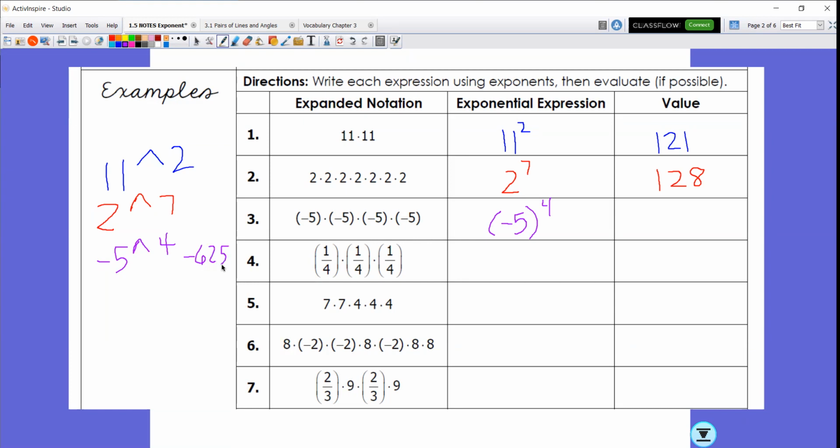Now, if I put it in my calculator with parentheses, negative 5 raised to the 4th power, that gives me a positive 625, which is correct, because I must raise that negative, since it is negative 5 times negative 5 times negative 5 times negative 5. So be really careful. Make sure you use parentheses. I'm going to circle this one because you want to make sure you use parentheses. So we know that negative 5 raised to the 4th power is 625.